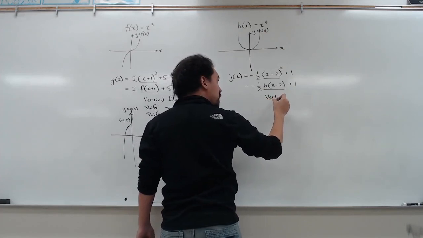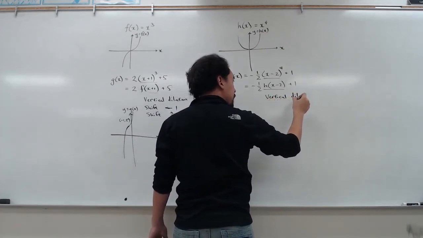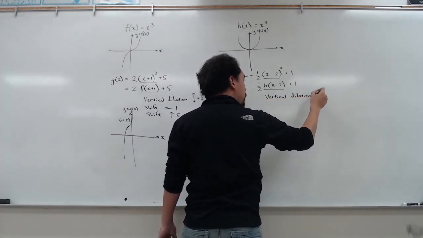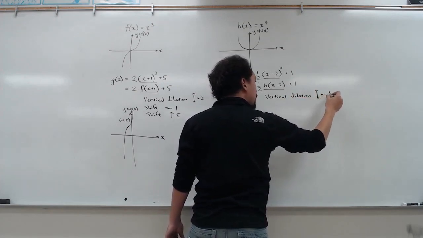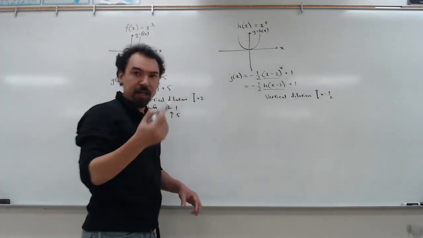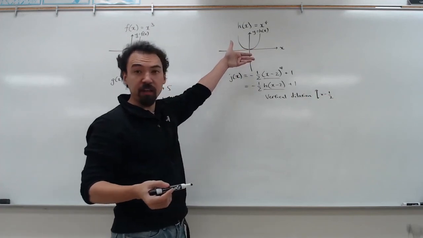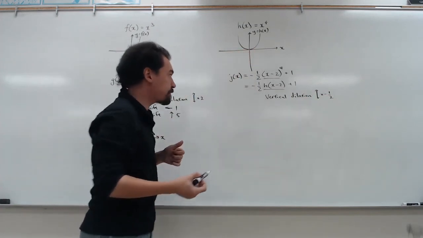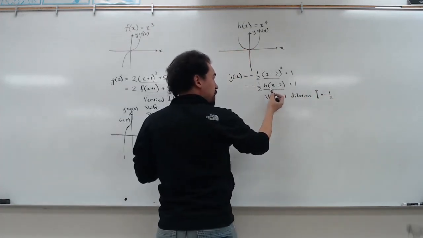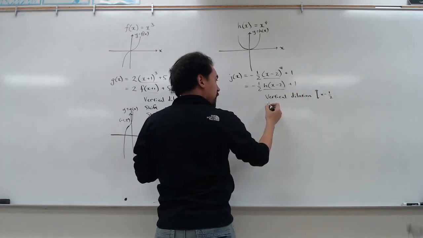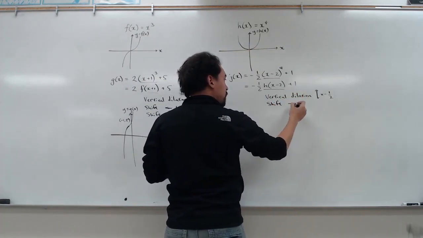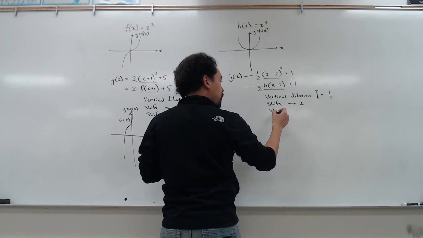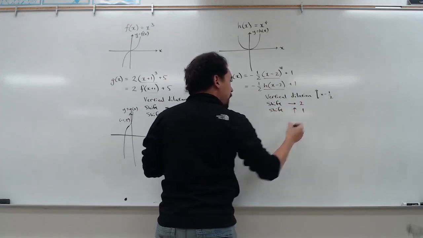So I can write this as a vertical dilation where I take my y coordinates and I multiply by negative 1/2. And multiplying by a negative means I'm going to end up reflecting over the x-axis in the process. I'm going to be shifting toward the right 2 and up 1. So I'm going to say shift toward the right by 2 and then shift up by 1.